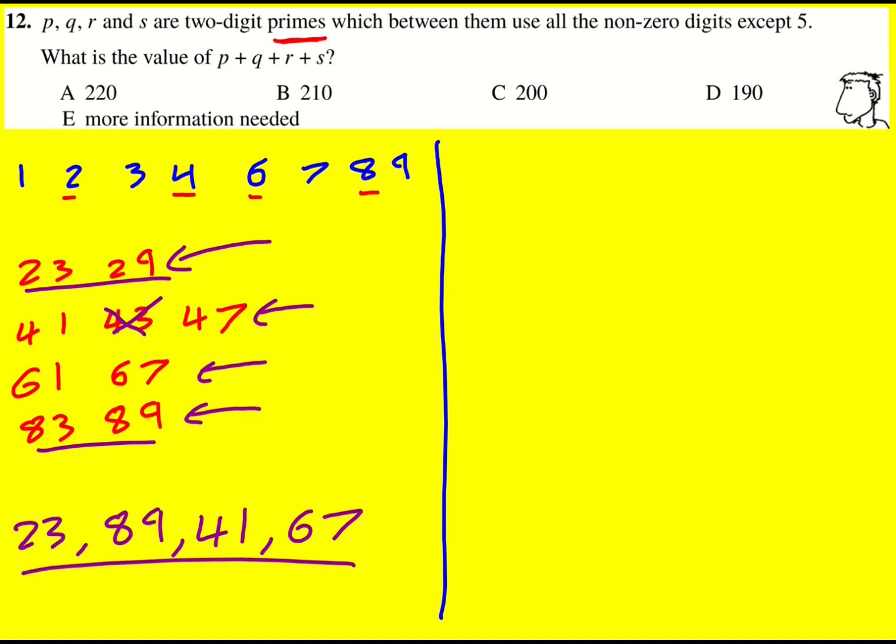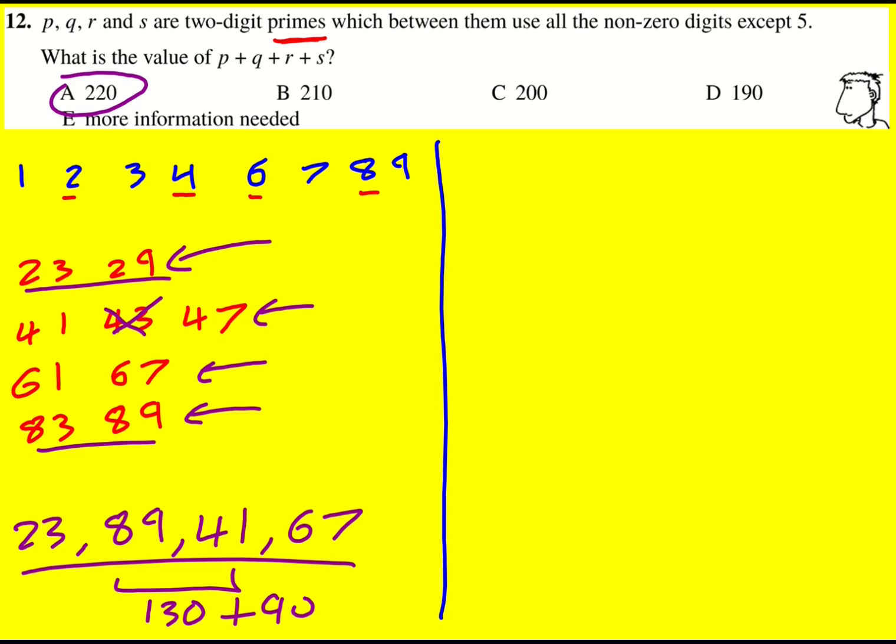Anyway, this is an example of 4 primes that satisfy the property, but are 2-digit primes where every digit is used except 5, every non-zero digit, I should say. So what is the value of them? Well, I can add up 89 and 41 quite quickly. That's going to be 90 plus 40, 130. And then 23 plus 67 gives me 90. So 130 plus 90 gives us 220.